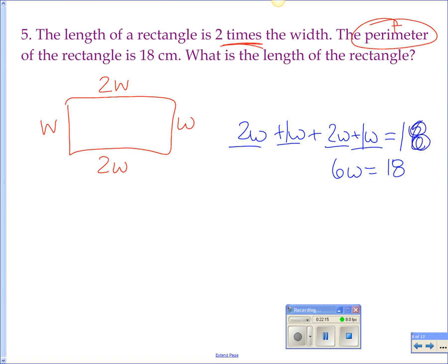All right, Dylan, what do you do next? Chad, what's the question asking? Have we found the length yet? No, we found the width. So the width is 9. Ethan G, how do we find the length? Good. Which is 18. Okay. What's your question? 18 divided by 6 is 9.